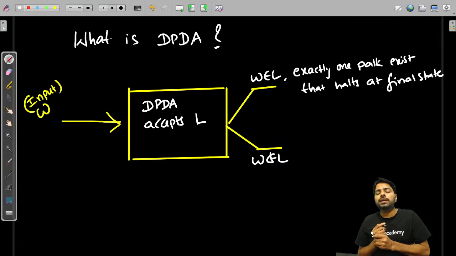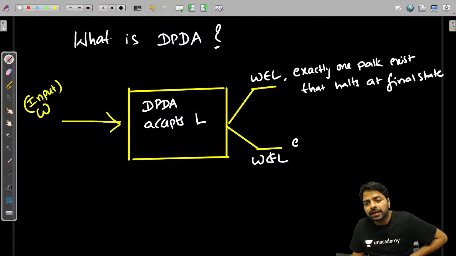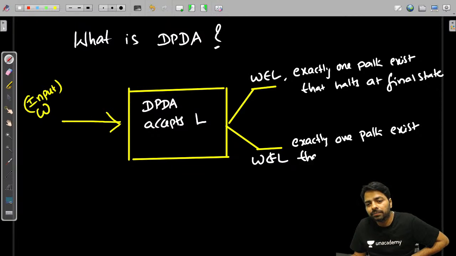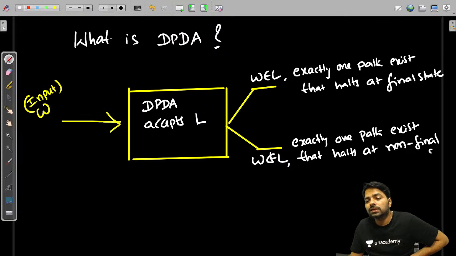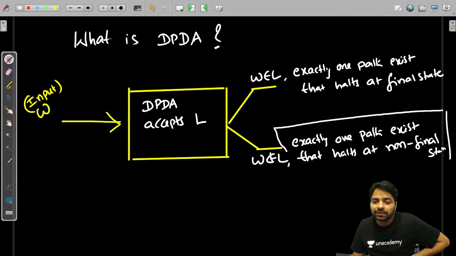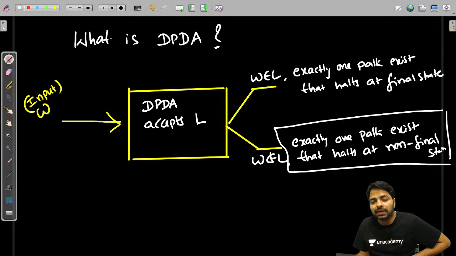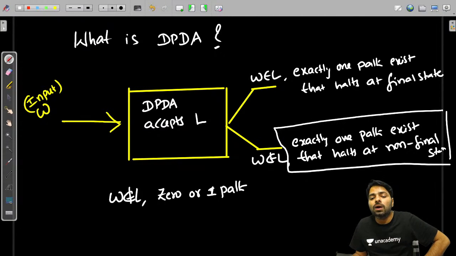If it does not belong to L, you can do two things. You can say exactly one path exists that halts at non-final. But this can be designed another way too, for simplicity. When W is not in L, either you can show zero paths or one path, enough. Zero can also be converted to one by assuming that it goes to a dead state. So 0 or 1 path exists.